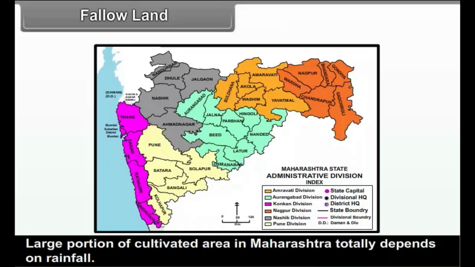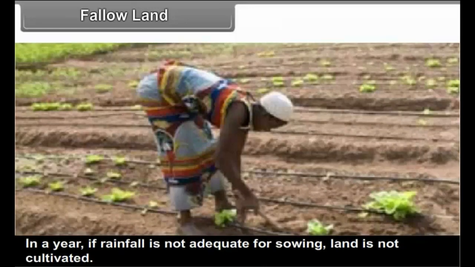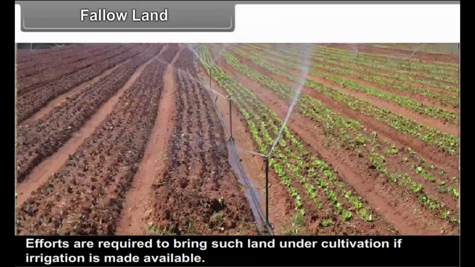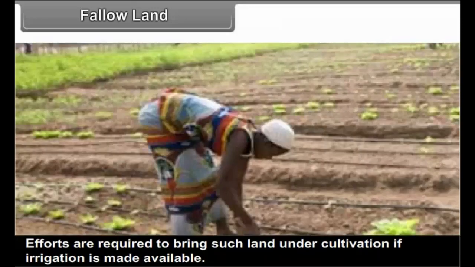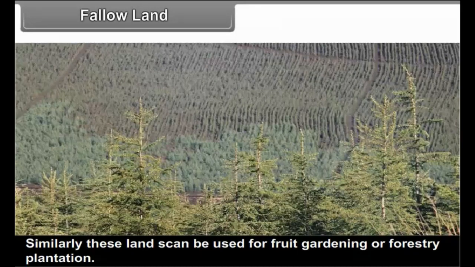Large portion of cultivated area in Maharashtra totally depends on rainfall. In a year, if rainfall is not adequate for sowing, land is not cultivated. Such lands are termed current fallow lands. Efforts are required to bring such land under cultivation if irrigation is made available. Similarly, these lands can be used for fruit gardening or forestry plantation.